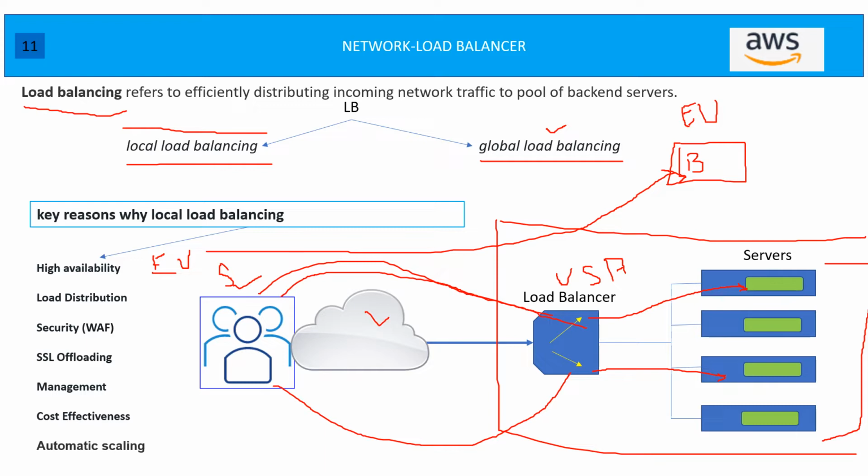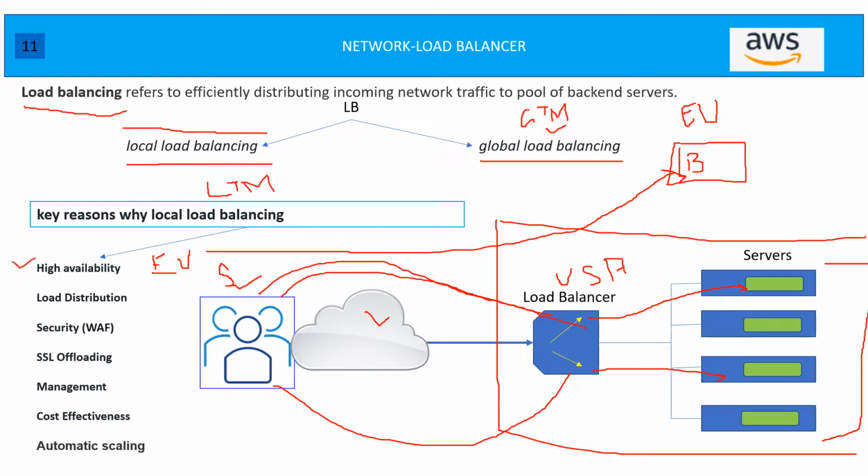If I go to the history and tell you the name of the vendor, it is F5. When we talk about local load balancing, I'm referring to LTM, and when I refer to global load balancing, I refer to GTM. The same functionality is also available when we talk about the cloud. So what are the key reasons why you want to load balance?